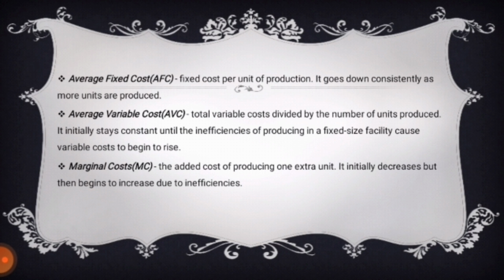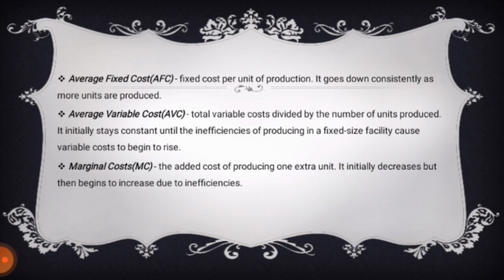Average variable cost or AVC is a firm's variable cost, like labor, electricity, etc., divided by the quantity of output produced. Variable costs are those costs which vary with the output level.